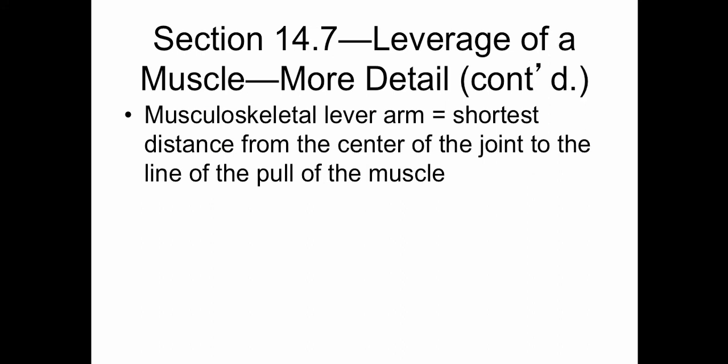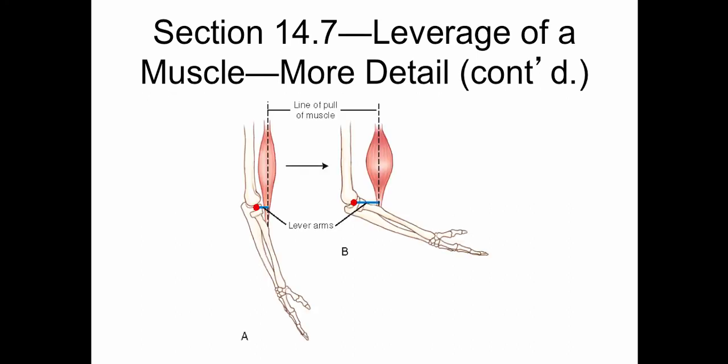A musculoskeletal lever arm is the shortest distance from the center of the joint to the line of pull of the muscle. The previous definition did not account for the angle of a muscle's pull, hence the need for this refinement. Which muscle, the one on the left or the one on the right, has a longer lever arm? The muscle on the right in Figure B has a longer lever arm.